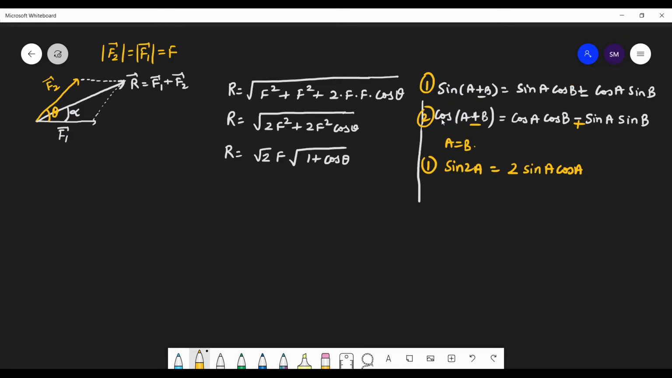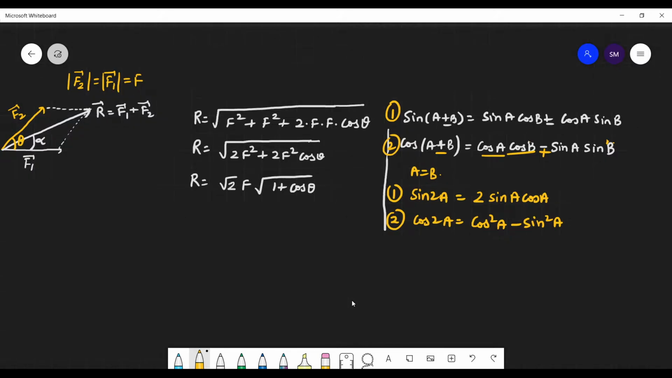Okay. Now what do we get from this second formula? Cos 2A is equal to, so now here A and here also A. So cos A, cos A. So that will be cos square A minus sin A, sin A, sin square A. Okay? Yes? Yes, sir. So these are the two formulas.